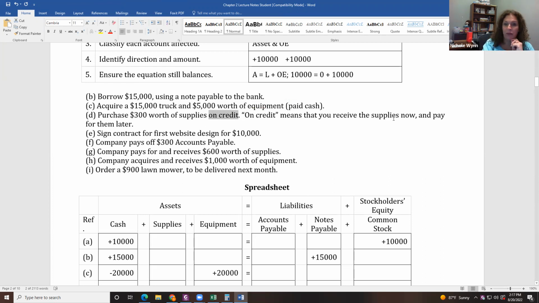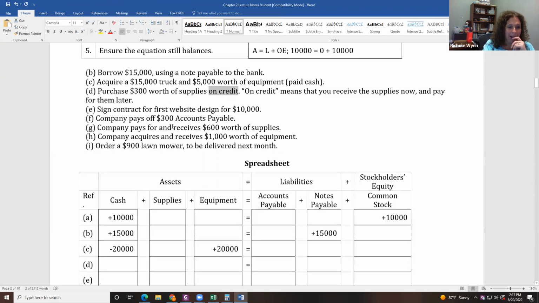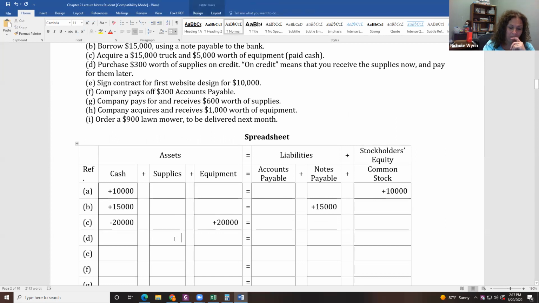We've heard that term before, pay later. So in this situation, I bought supplies, so I know that supplies is going to go up. I bought supplies, and I'm going to pay later. So I need to use either accounts payable or notes payable. And now this is when students often ask, well, how do you know which one? Notes payable is usually a bank, and it usually involves interest. So regular transactions, we're going to use accounts payable.